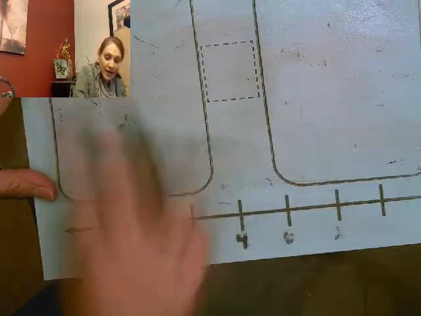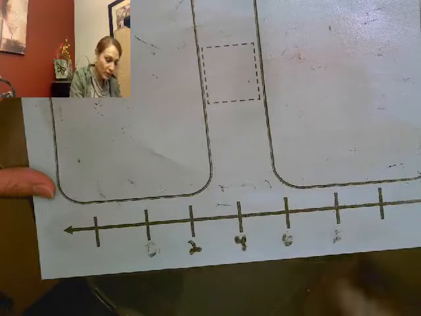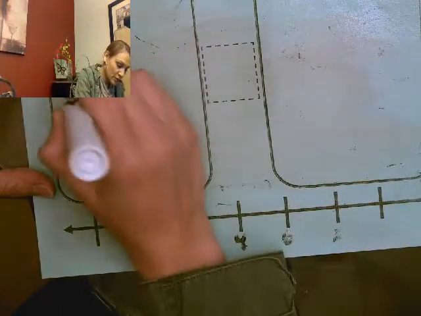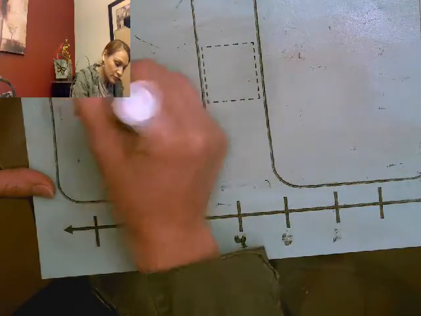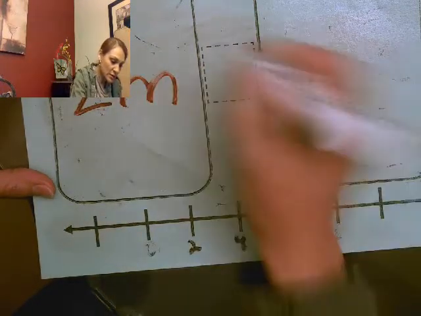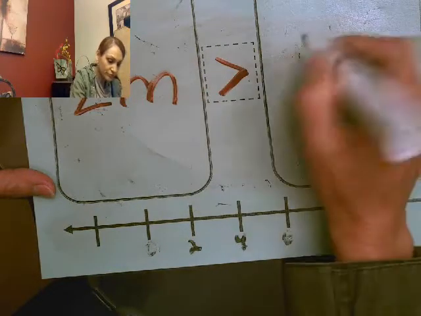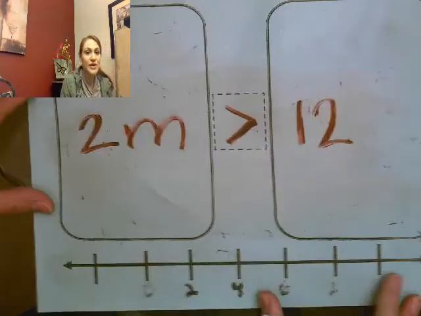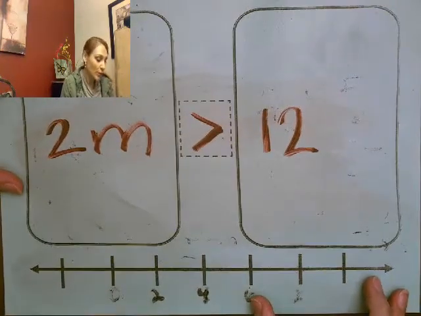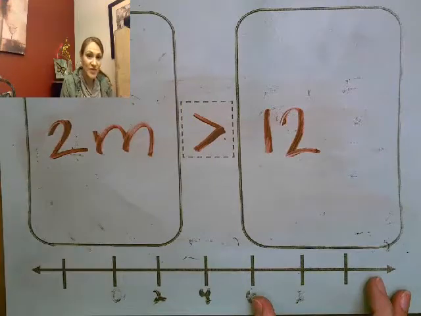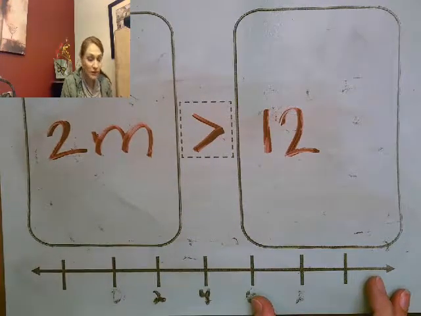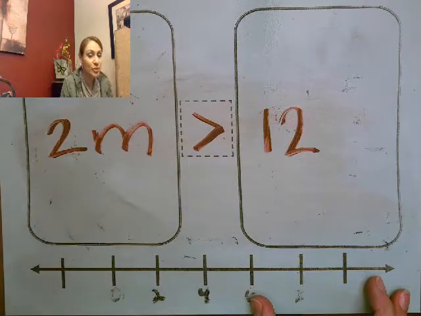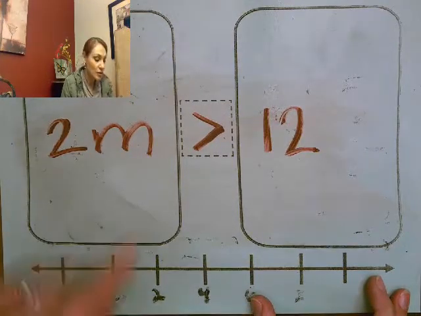Okay, so let's try another one. So let's say I have 2m is greater than 12. All right, so we have 2m is greater than 12. Well, first you have to determine what is my variable and how do I get it by itself. Well, my variable here in this situation is m, right? Remember, a variable can be any letter. So m is my variable.